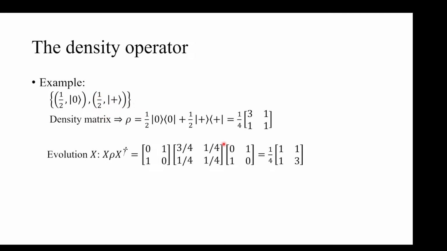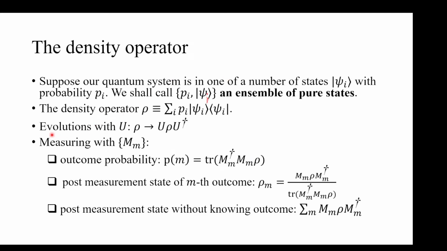For example, say we have probability 1/2 of the state 0, and probability 1/2 of the state plus. Then we can write rho as 1/2 ket 0 bra 0 plus 1/2 ket plus bra plus, and write down this matrix. This matrix tells you all the properties that can happen to this quantum system. In particular, you can evolve this density matrix: if you evolve it with some unitary, then rho becomes U rho U dagger. And if you measure it with some measurement operator Mm, then the outcome probability will be a trace.